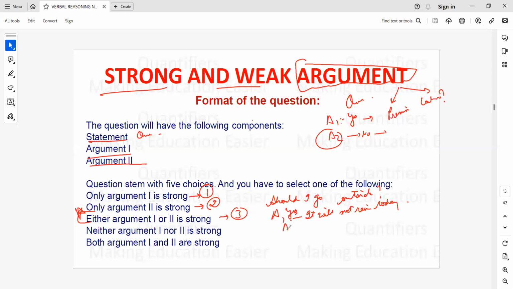And argument 2 is saying no, it will rain today. Now here I cannot say both, okay? And both of them may be relevant to the question that is being asked. So in this scenario, the answer needs to be option number 3, that is either argument 1 is strong or argument 2 is strong.